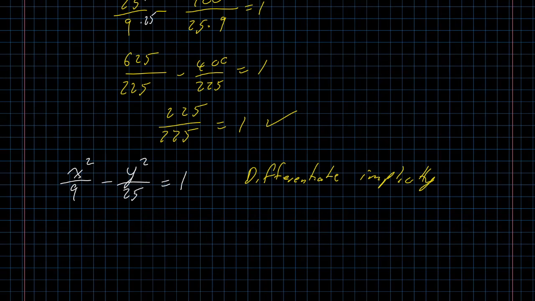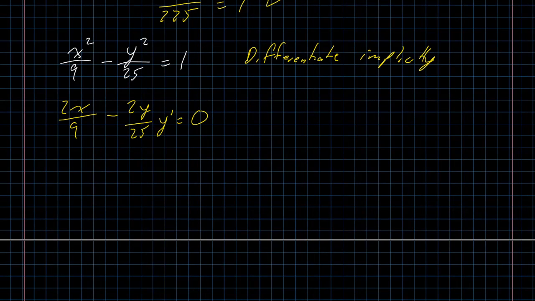Differentiating with respect to x, the derivative of x squared over 9 is going to be 2x over 9. The derivative of y squared over 25 is going to be 2y over 25. Then using the chain rule, remember we're differentiating with respect to x, so we need the derivative of y with respect to x, which is y prime. And on the right-hand side, the derivative of 1 with respect to x is 0.